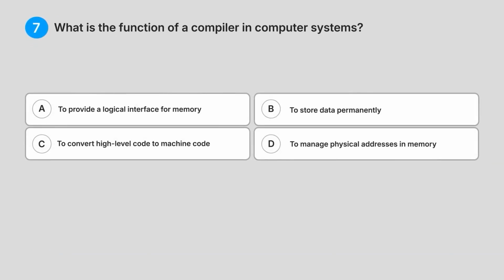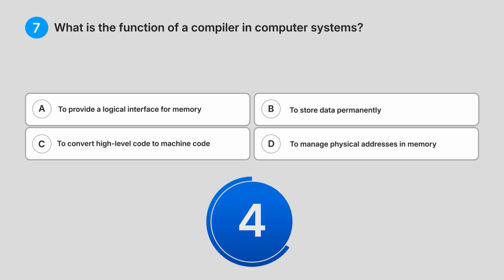7. What is the function of a compiler in computer systems? A. To provide a logical interface for memory. B. To store data permanently. C. To convert high-level code to machine code. D. To manage physical addresses in memory. What do you think is the answer?